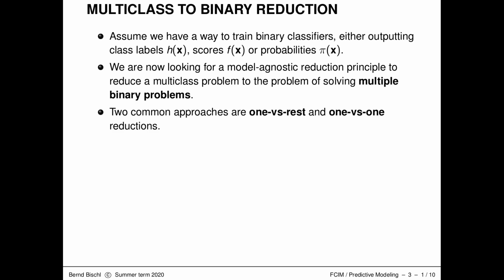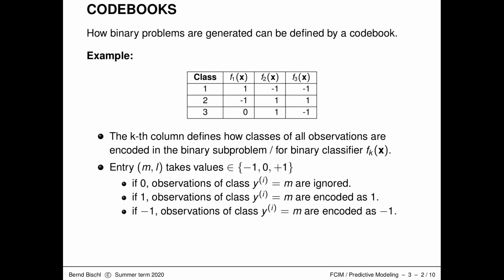And I will do this through a general principle of defining this reduction scheme from multi-class to multiple binary problems through the codebook approach or the codebook notation. And this codebook notation might seem a little bit like overkill for these two simple methods like one versus rest and one versus one, but it will prove useful in the next lecture unit where I want to generalize this principle. And anyway, it allows in a very compact and precise form to mathematically define how these binary problems are formed. So I'm using it here too in this lecture unit.